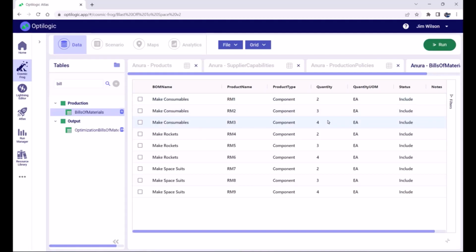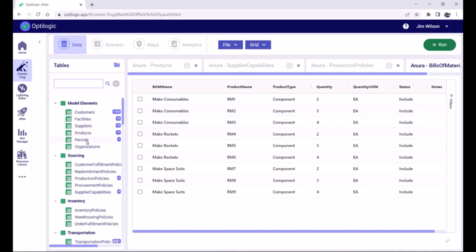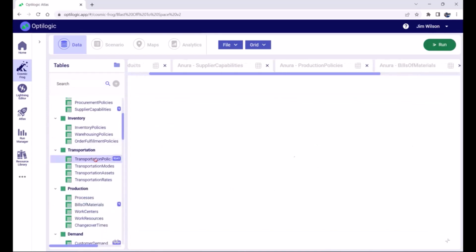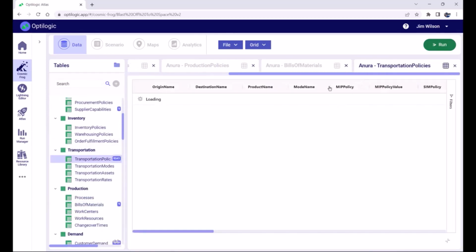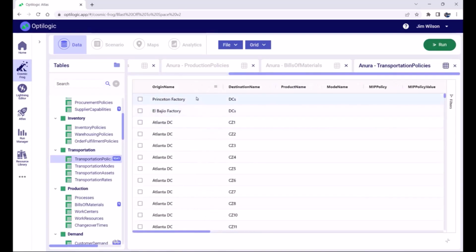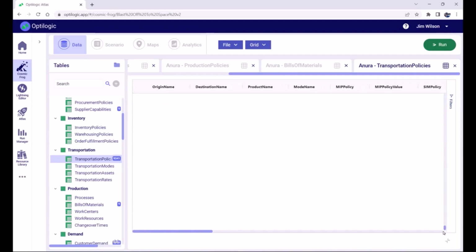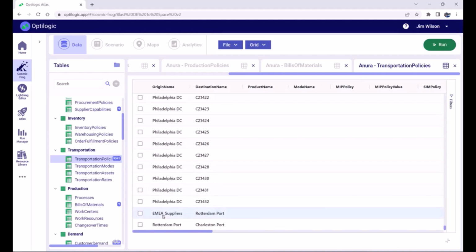So in terms of other data that we've got in the model, it's a single period model, and we'll call that out. We've also got transportation policies. So transportation policies using groups. So for example, here we can see we can go from the Princeton factory, and that factory can service all the distribution centres. That's using a group. If we come down here, for example, we can see that we have a group called EMEA suppliers. So all the suppliers in Europe are in a group, and they're all able to move to the Rotterdam port. And then of course we have a transport lane that moves goods from Rotterdam to Charleston. So we have all of our transportation policies.